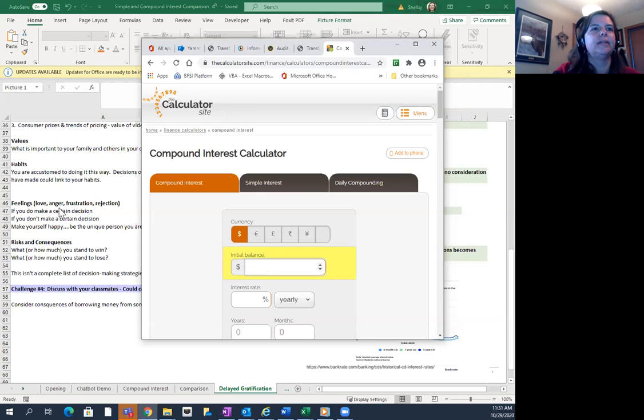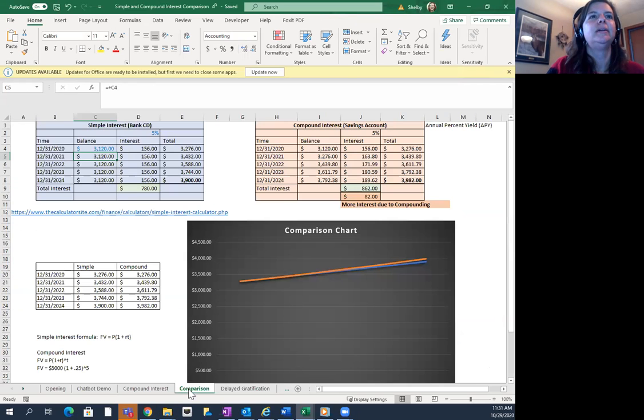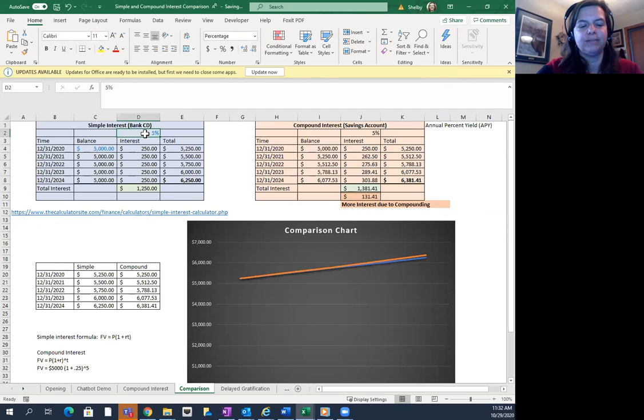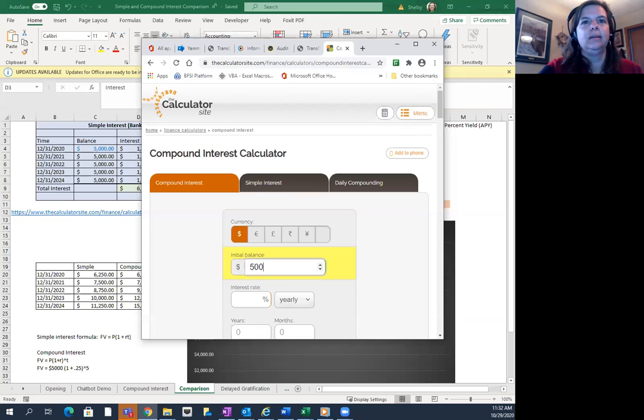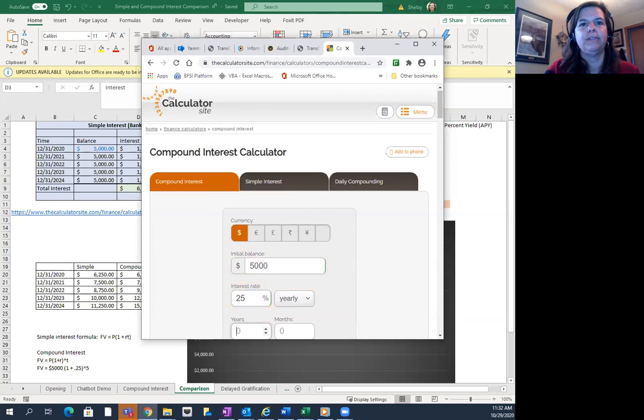So for instance, this will be my last comparison here for you. Let's go back to that 5,000 that we had in here, and let's make this 25% again. So I'm going to use that calculator and we're going to enter that 5,000 in here. And then down here it's 25, and we're going to do it on a yearly basis. So I'm going to leave that. And there were 5 years.